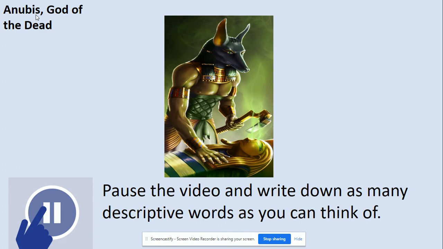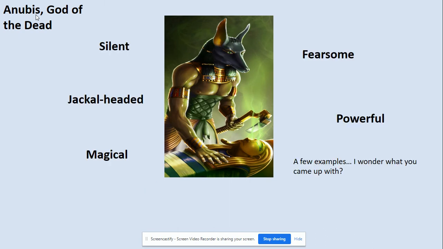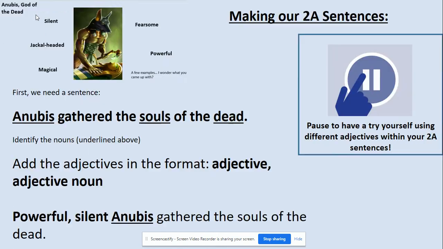So Anubis, god of the dead. So pause the video and try and mind map, write down as many descriptive words you can think of to describe the god Anubis. Pause now, off you go. So here are a few that I came up with. Silent, jackal-headed, magical, fearsome, powerful. I mean, I'm sure there are many other examples, but I'm sure you can manage that yourselves.